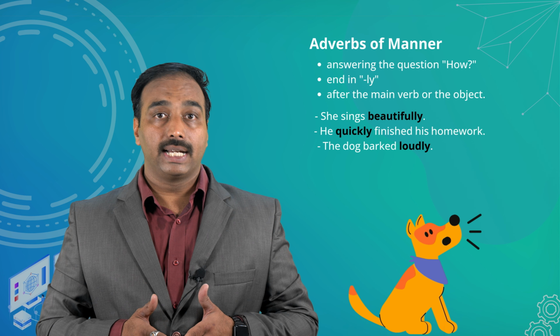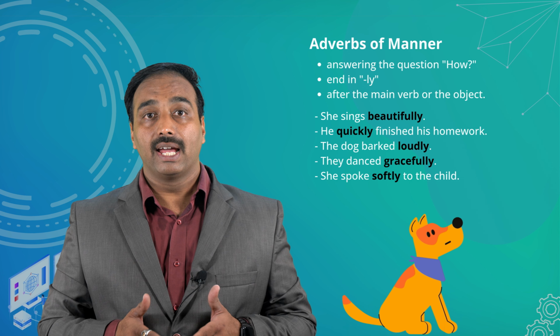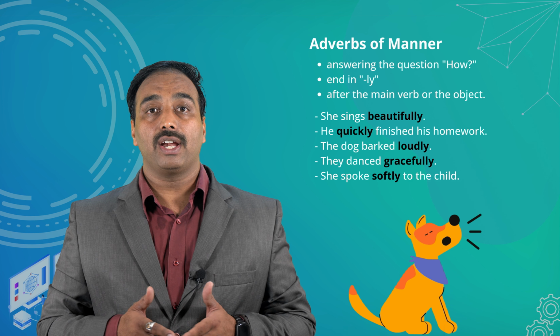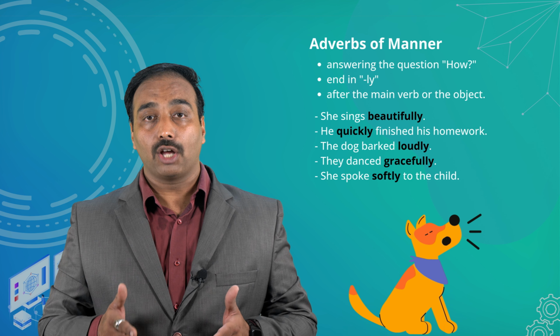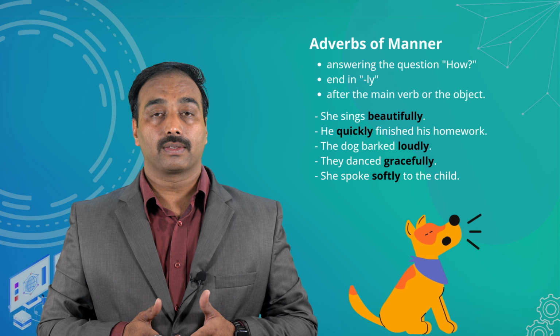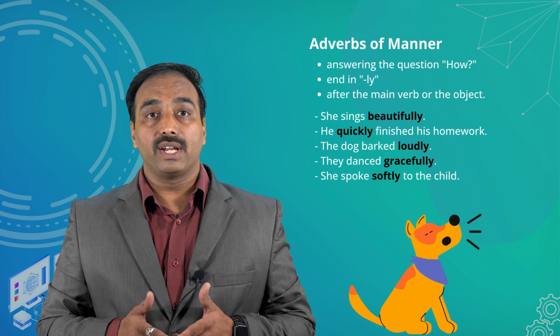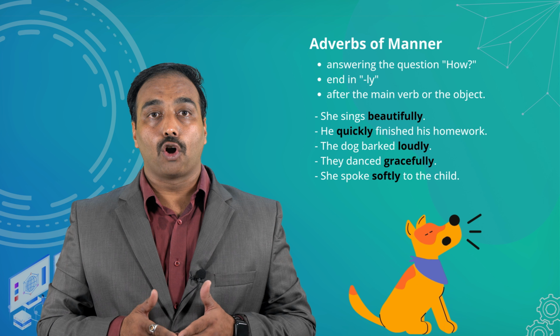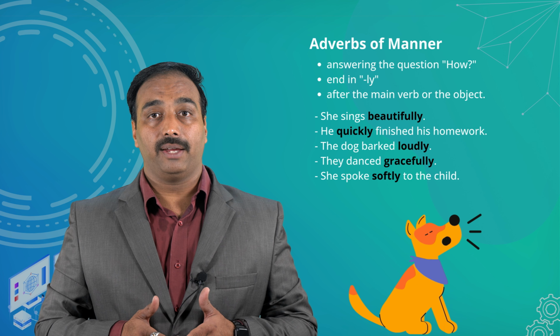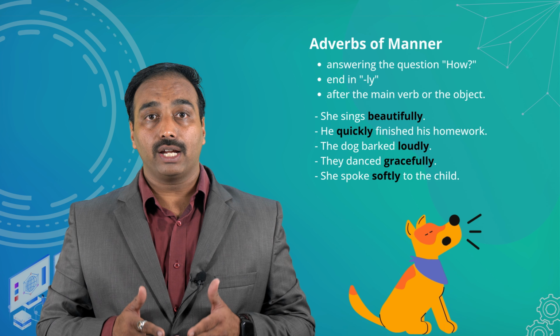Adverbs of manner describe how an action is performed, answering the question how. They typically end in ly and are generally placed after the main verb or the object. Example, she sings beautifully. He quickly finished his homework. The dog barked loudly. They danced gracefully. She spoke softly to the child.